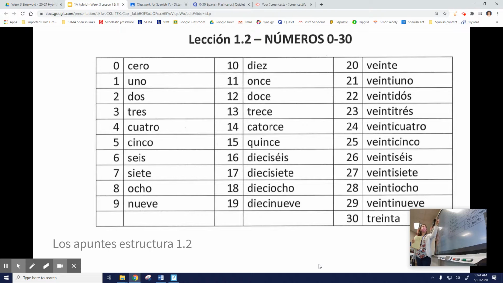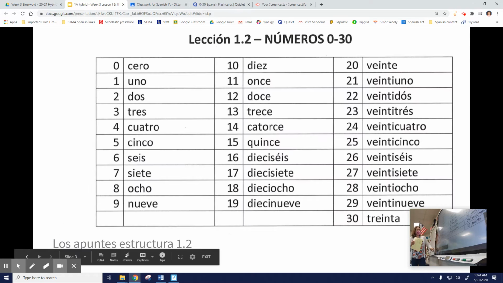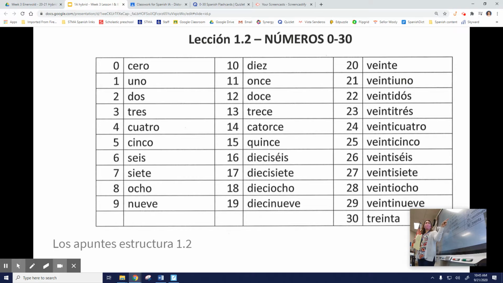0, 1, 2, 3, 4, 5, 6, 7, 8, 9, 10, 11, 12, 13, 14. ¡Ay, caramba! 15, 16, 17, 18, 19, 20, 21, 22, 23, 24, 25, 26, 27, 28, 29, 30.